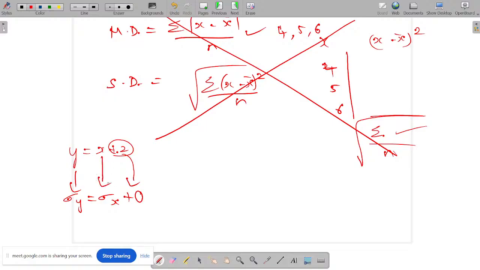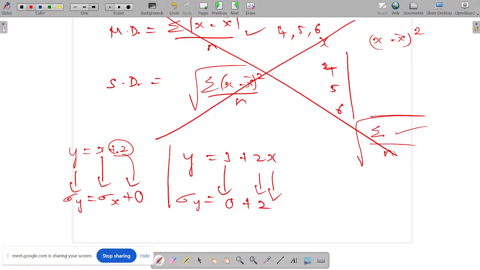What happens here? Sigma x. If y is equal to 3 plus 2x, you're going to find sigma y. This 3 becomes 0 because it has no impact. 2 remains 2. Change of scale will be taken, and the positive value will be taken. So it's actually going to be modulus 2. This is sigma x.